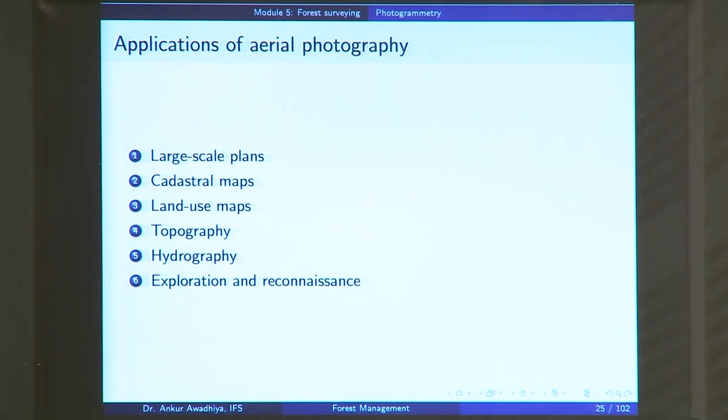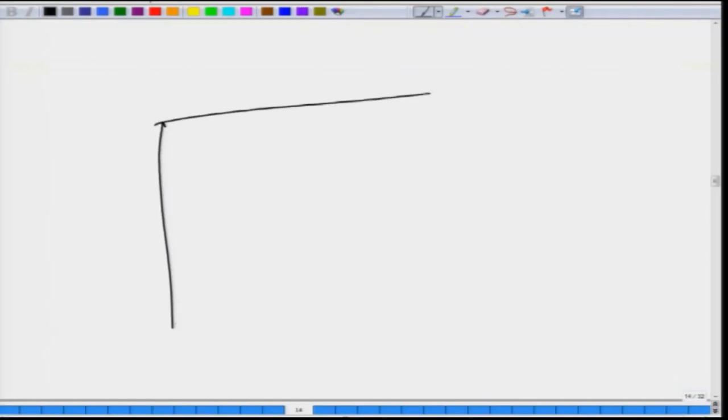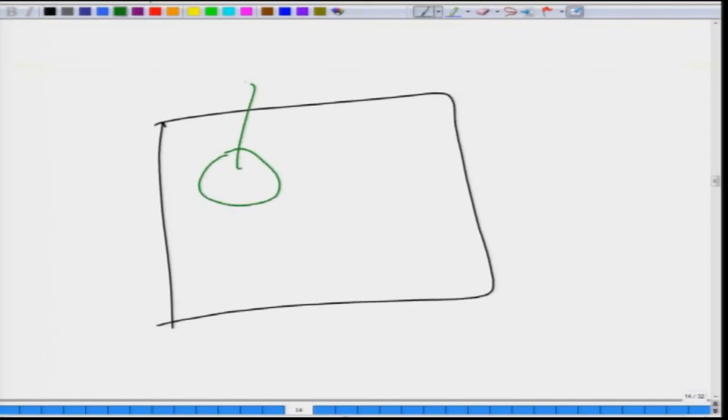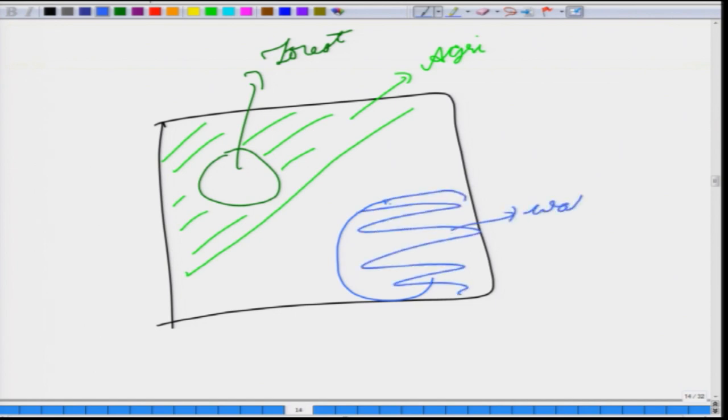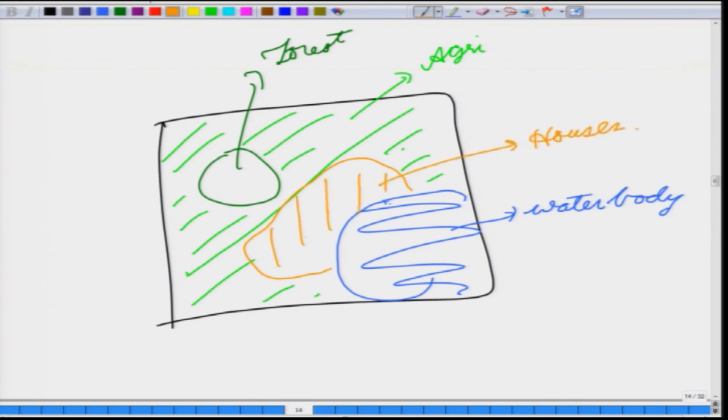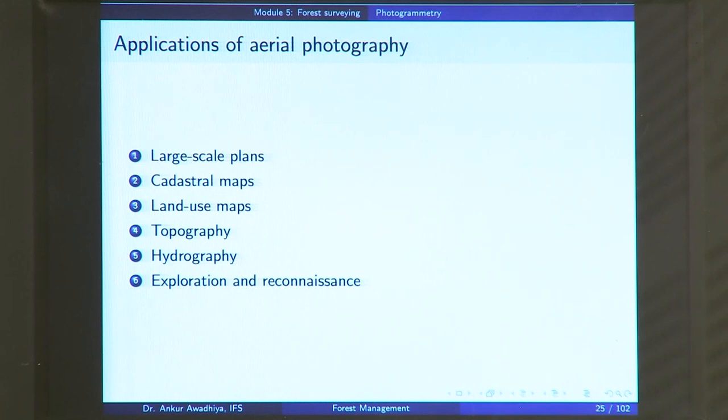A land use map is a map in which, say, you are constructing this map and you say that this area is a forest, and this forest is surrounded by fields. So, this is an agricultural land use. Then you also have a water body here. And these areas were your agricultural fields, and say in this section you have houses. So, this is a land use map in which you are using a map to depict what the different land uses are on the ground. That is a land use map, and you can make it very easily using aerial photography.